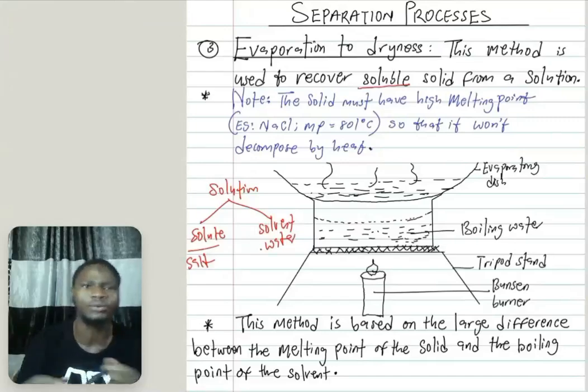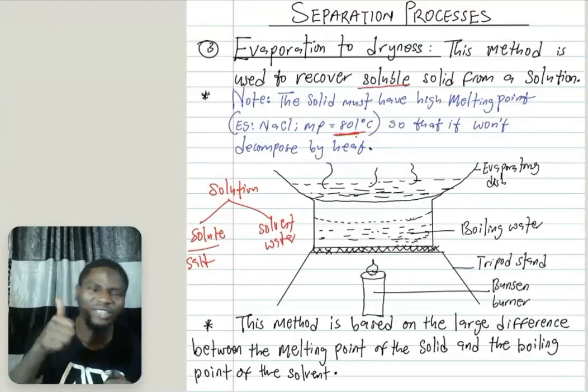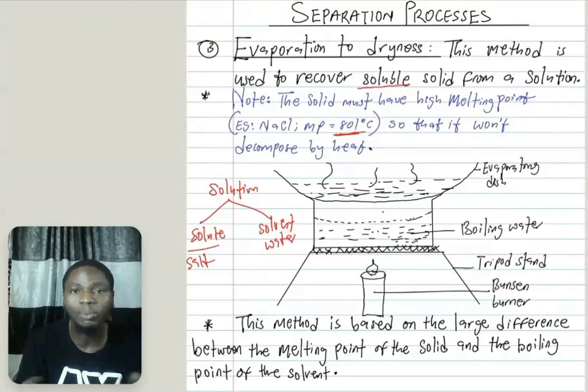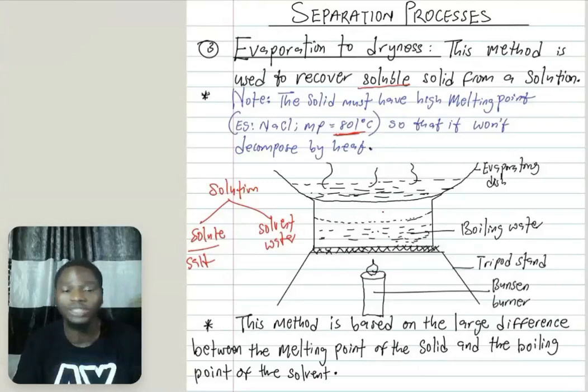Don't forget, the water is the solvent. Now, take note that for you to use this method effectively, the solid must have a high melting point. Look at it. For example, the melting point of sodium chloride is 801 degrees Celsius. Yes, that is very important. Why? Because if this solid doesn't have a high melting point, it will easily decompose on heating, and you will not even be able to carry out this separation. Everything will just disappear with the water.